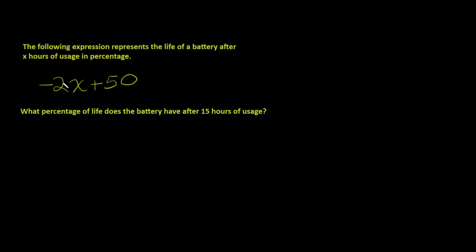Now we are told that the following expression represents the life of a battery after x hours of usage in percentage. And this expression is -2 times x plus 50. And we want to know what percentage of life does the battery have after 15 hours of usage. And I encourage you to try this problem on your own.